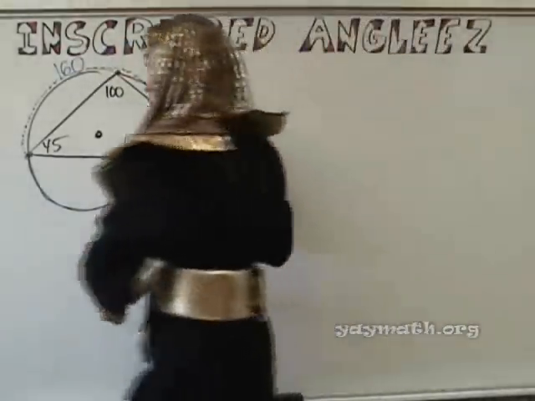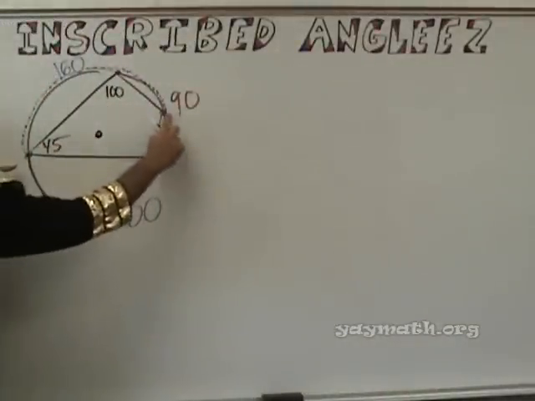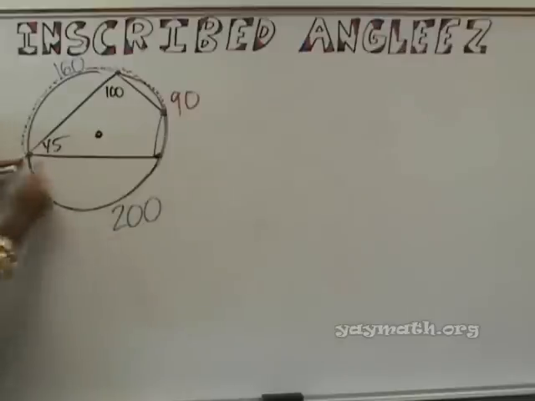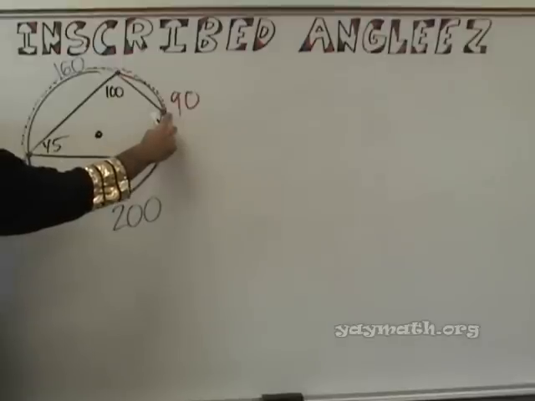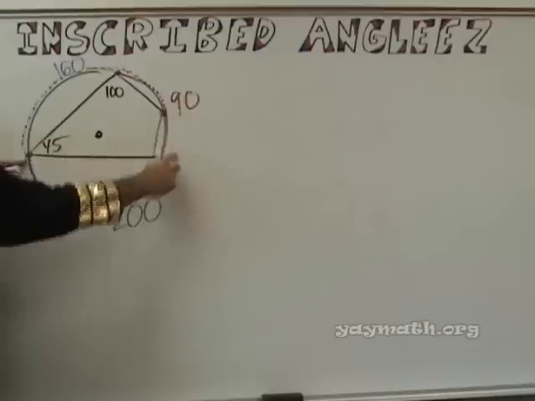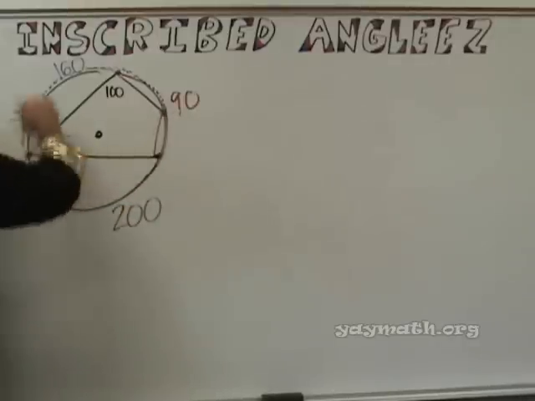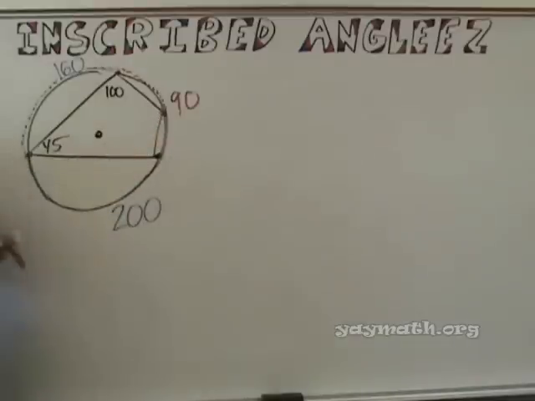From here, I'm going to kind of turn my back a little. From here going down to this finger is 200, correct? So what's the rest of the circle? Oh, okay, I didn't know that. I'm glad you're asking. So that's 200, so the rest of the circle is 160.